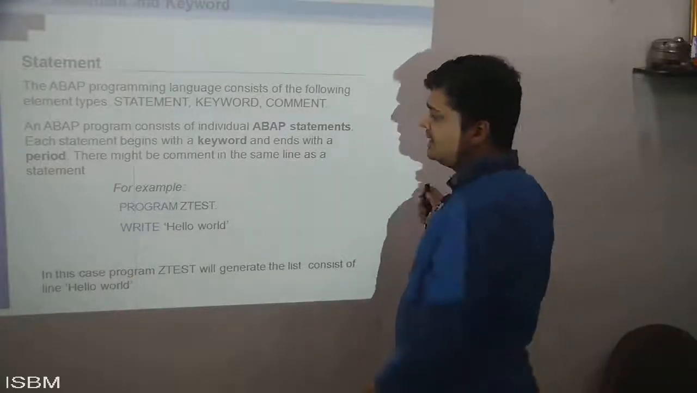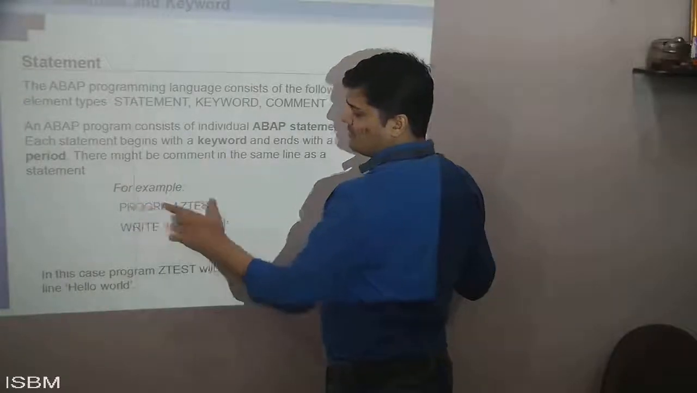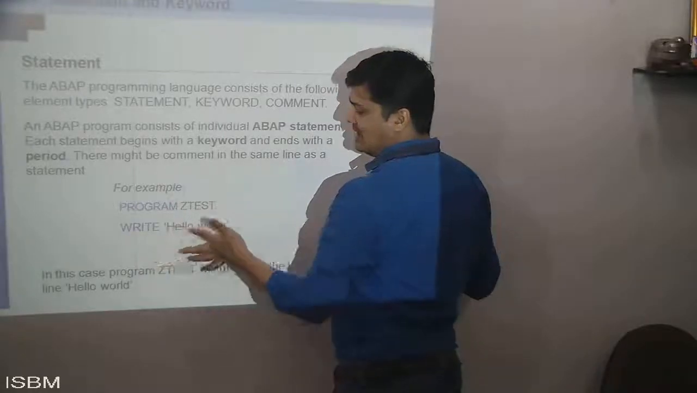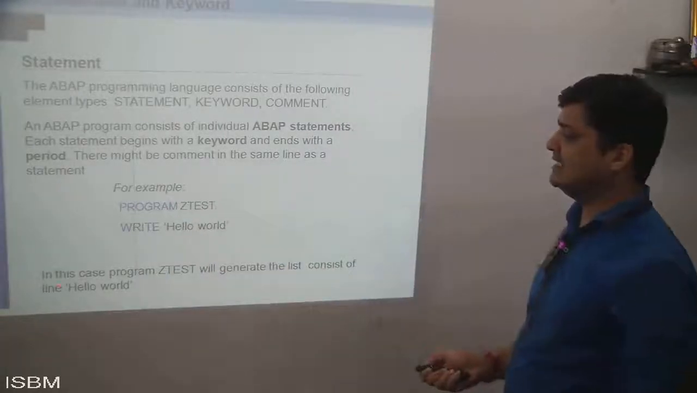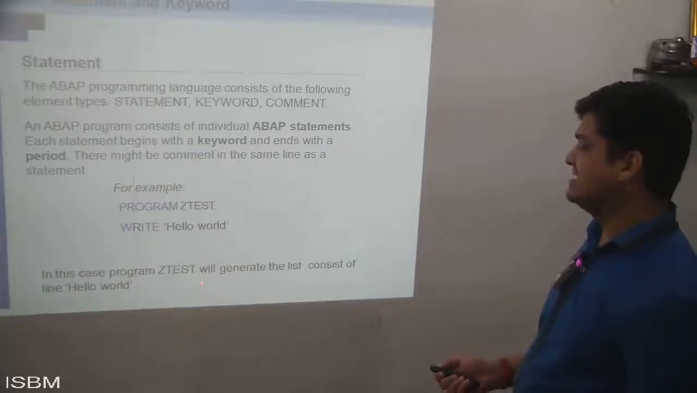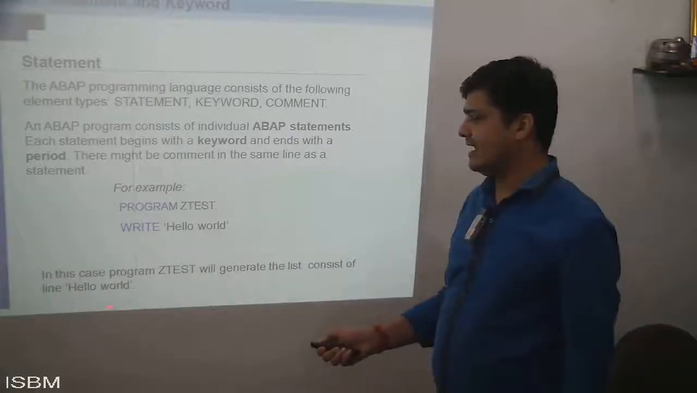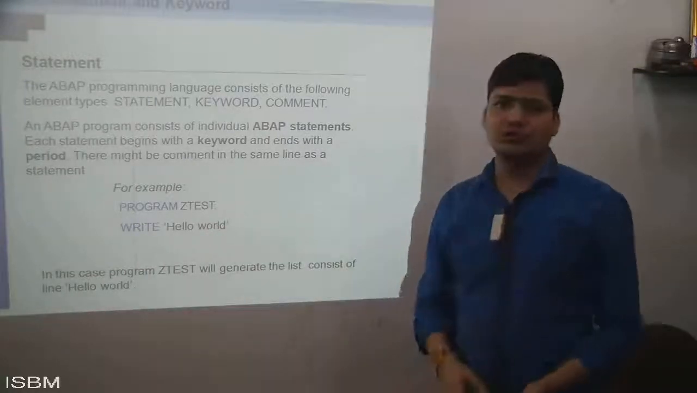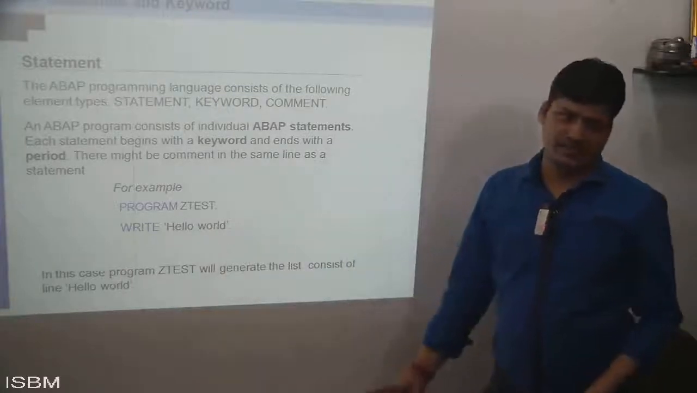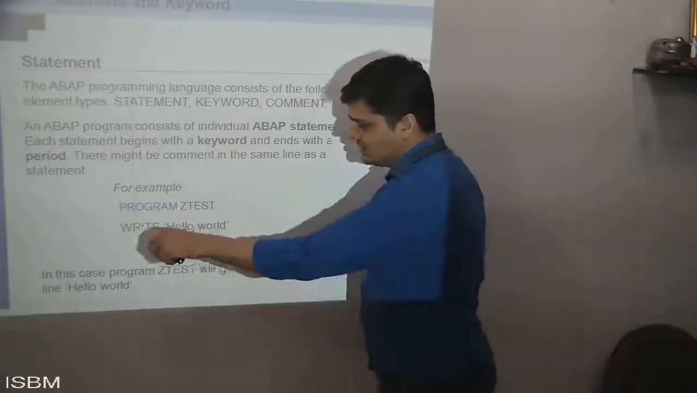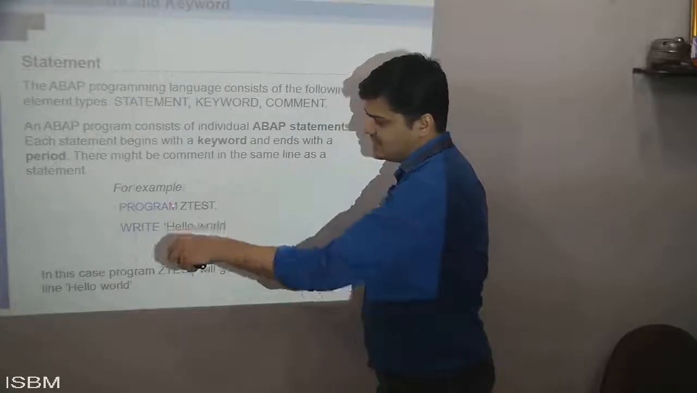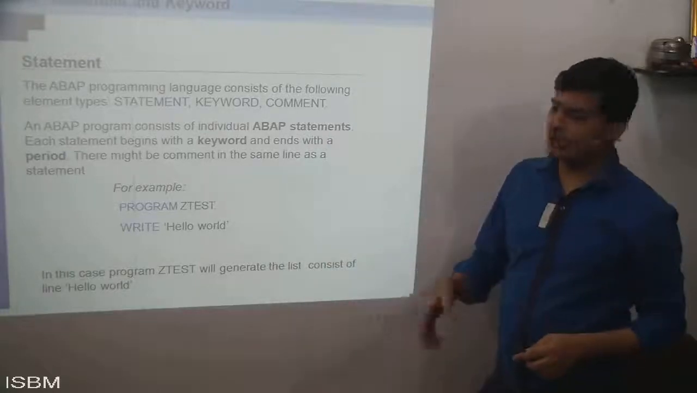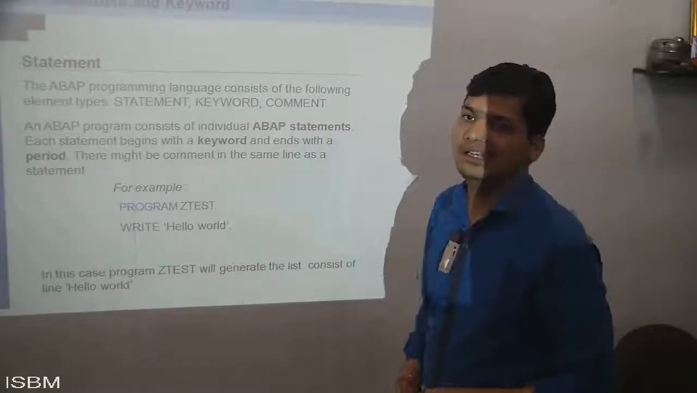For example, just like in C, you can see the program name is Z test, and they have written WRITE hello world. So the program Z test will generate a list consisting of the line hello world. When you execute this program, it will show only hello world in the output, simple, because they have not written anything else. Only a single statement, write hello world, so in the output you will find only hello world, nothing else. Simple.